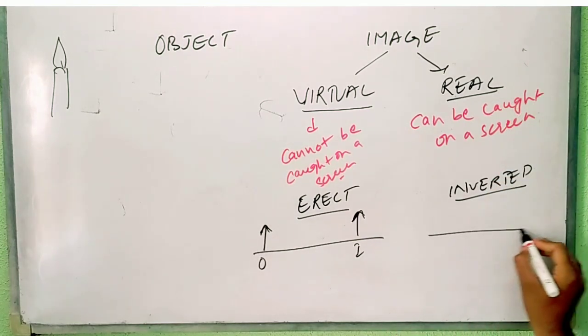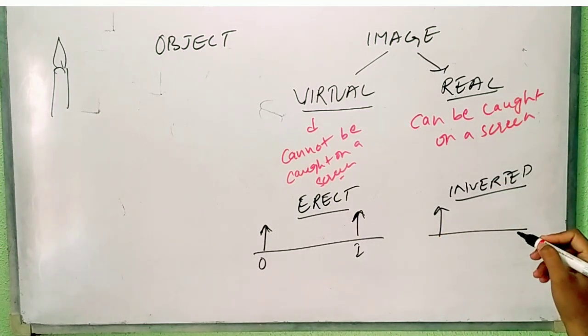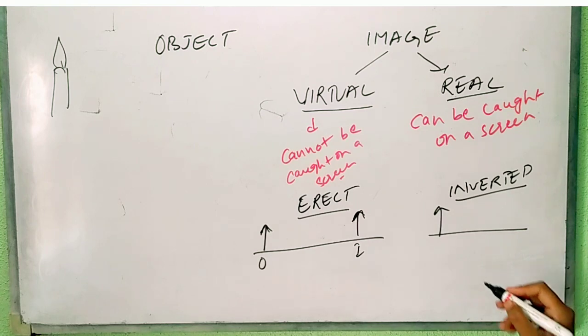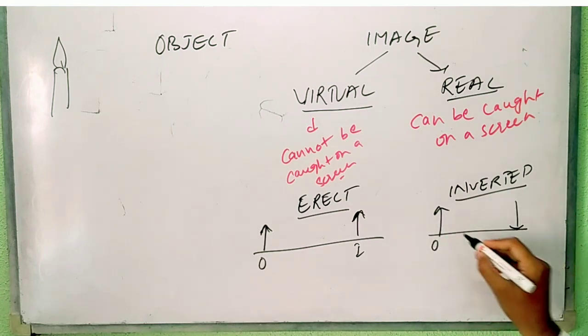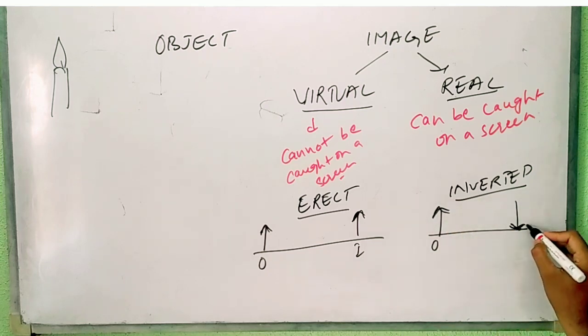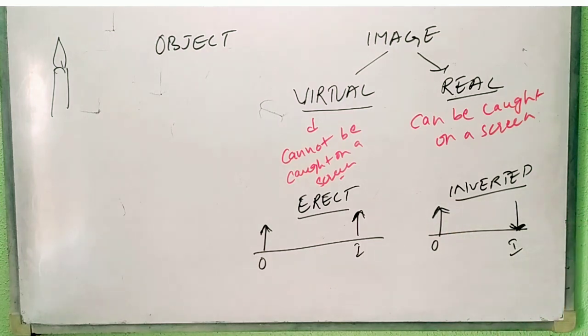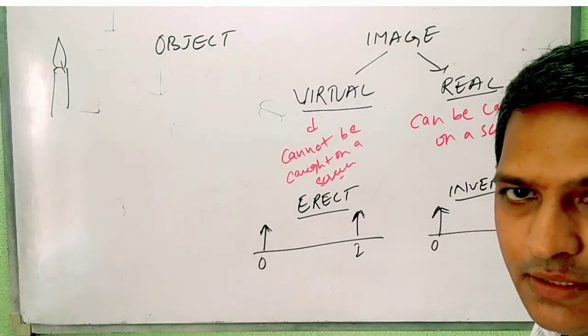In the same way, the word inverted itself tells us the meaning. If the object is like this and the image is like this, here the head is up, and here the head is down, then that kind of image is called an inverted image.